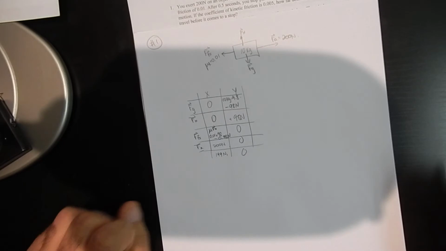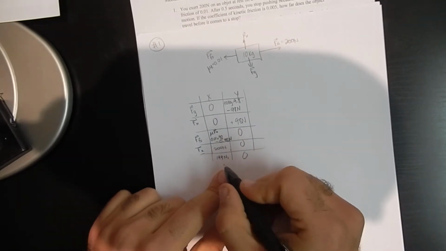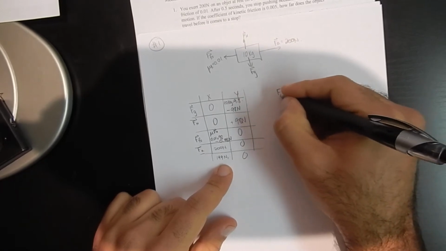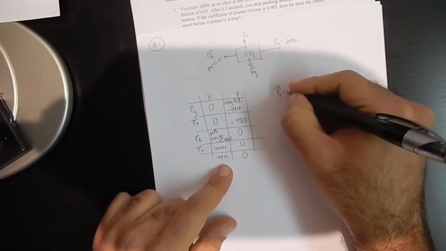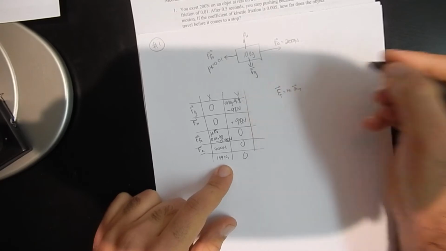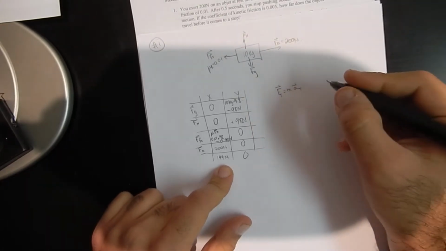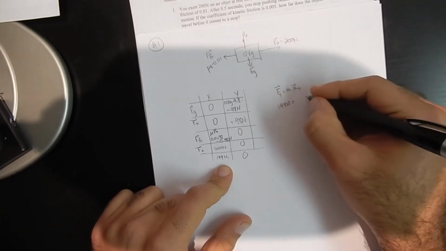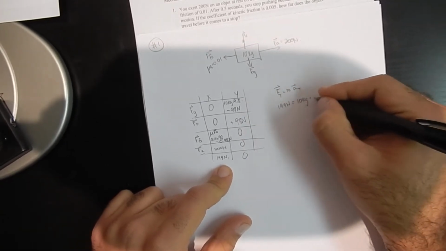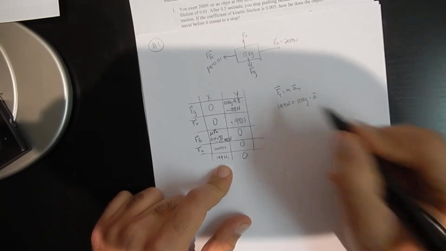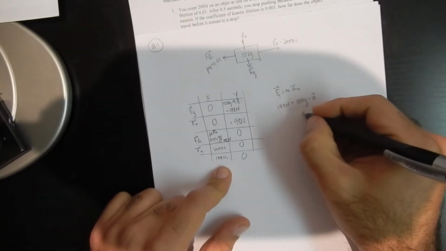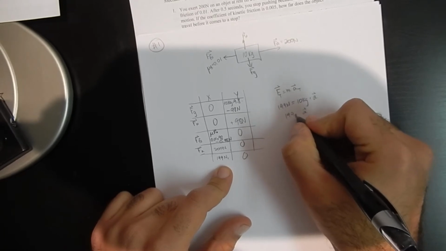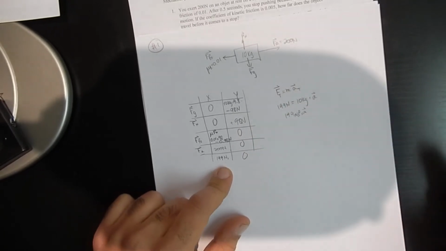Alright? And now the acceleration that I'm applying onto the object: the total force is equal to the mass times the total acceleration. And the total acceleration is 199 newtons is equal to 10 kilograms times some acceleration, and therefore I can figure out what my acceleration is, and that is 19.9 meters per second squared. That's my acceleration.